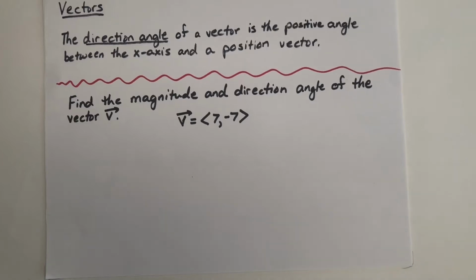Let's talk about vectors in 2 dimensions. We know that a vector in 2 dimensions can be defined by its horizontal component and its vertical component, or it can be defined by its magnitude and direction. And we want to be able to go back and forth between those depending on what we're doing with the problem. Before we get to this problem, I want to define a direction angle.